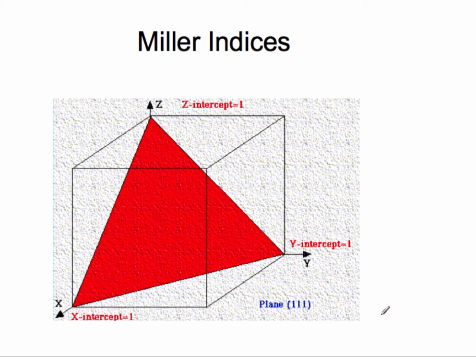Okay, so you can see that on this cell, the origin was the back corner of the cell, and we went forward in the x dimension 1 unit and hit another plane, y dimension 1 unit, hit another plane, z. So we started off with 1, 1, 1, and the reciprocal of that was just 1, 1, 1. So that's the (1, 1, 1) plane.